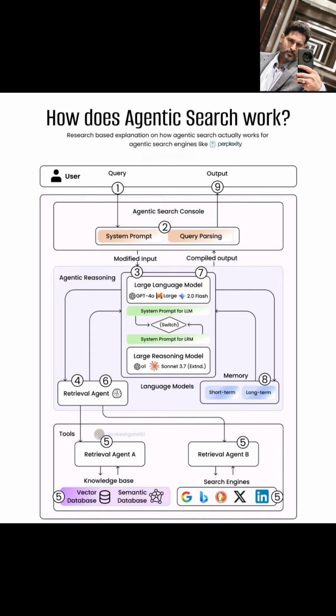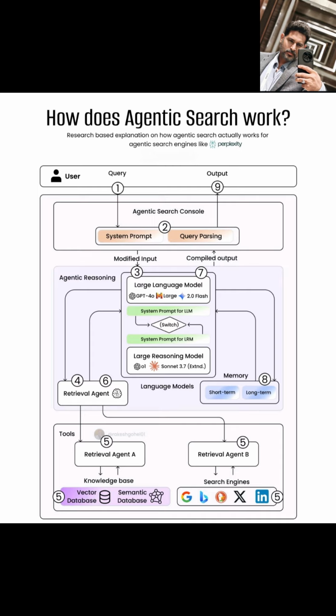The initial query goes into what we can call the Agentic Search console, 2. Here, the query is likely processed and refined through query parsing. Importantly, a system prompt is also introduced. Think of the system prompt as the initial instructions or context that guides the entire search process.